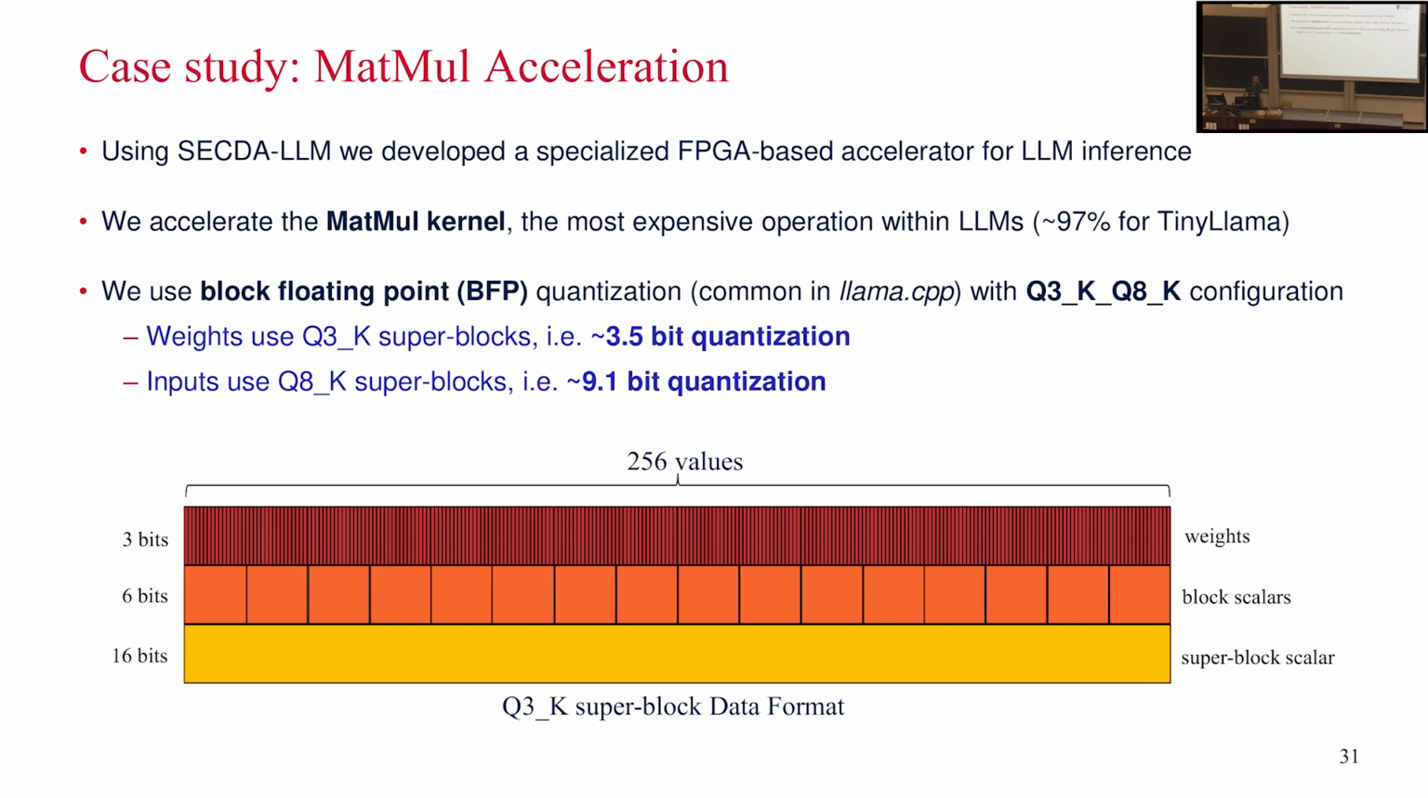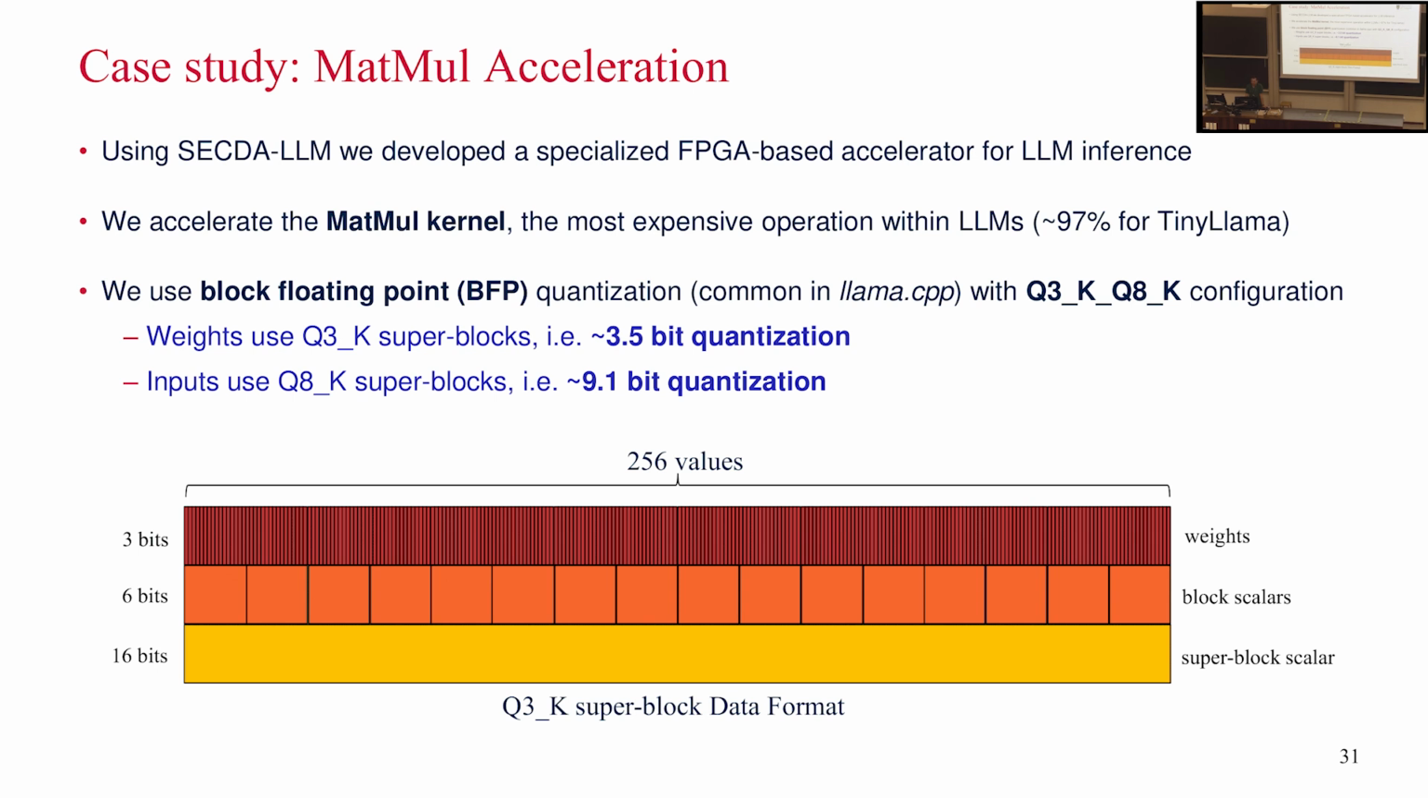This provides a 3-bit quantization, and this was just used for the weights, and for the inputs, we use another format that provides 9.1 bit quantization. The reason for using 3.5 is that initially we quantized to 3, but we lost like 10% of accuracy, and this is not acceptable, of course. If you have a sensitive application, the user is going to say, no, I cannot afford to lose 10% of accuracy.